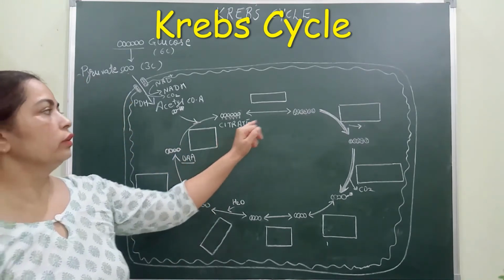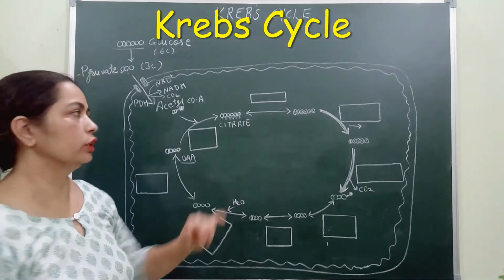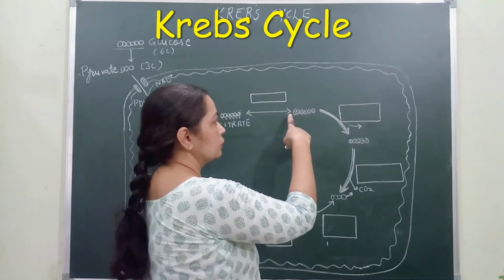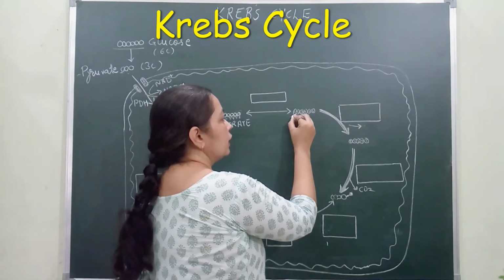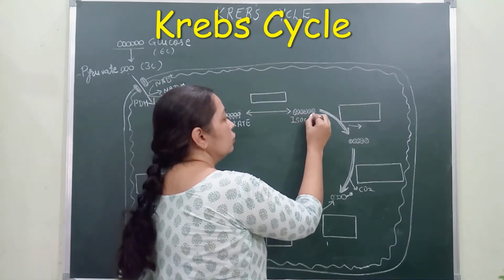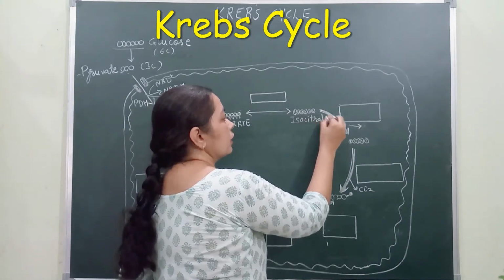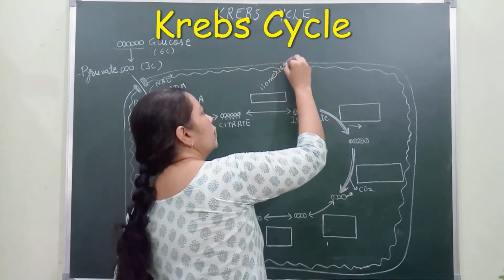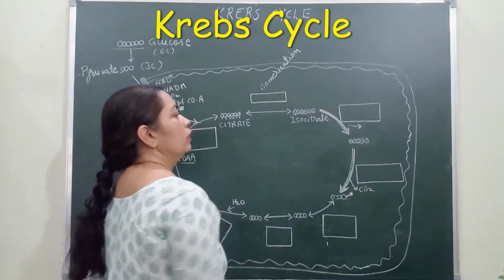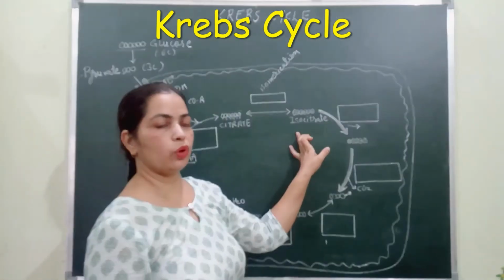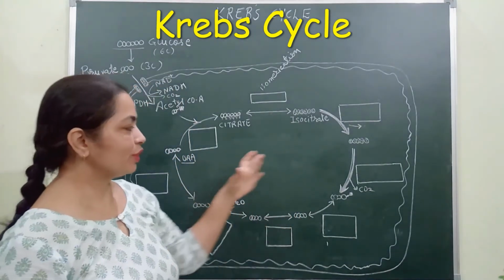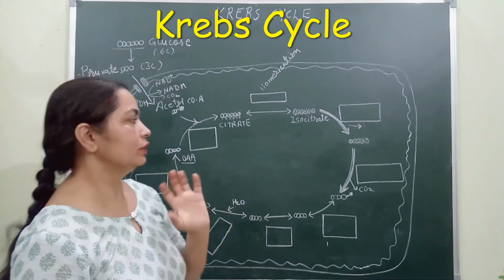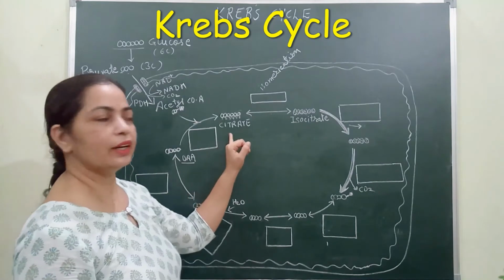Now this citrate undergoes isomerization to produce the next molecule, which again has 6 atoms, and that is called isocitrate. This is a simple isomerization step. So we got the second substrate of Krebs cycle. Now we have to remember the next substrates. There is a simple mnemonic for that. Just concentrate to understand it.